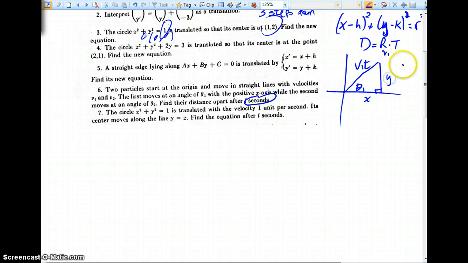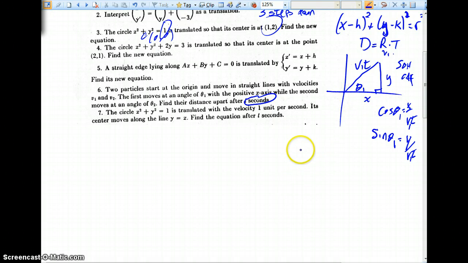With trig, if I find x and y via SOHCAHTOA, it wouldn't be too much of a stretch. Let's just realize that the cosine of theta 1 would be x over v1t, and the sine of theta 1 is equal to y all over v1t. Well, what are we really seeing here? We're seeing this much, that x would equal cosine of theta 1 times v1t. So let's put v1t in front. And this we're going to be able to do for our other particle as well. But look at this, very fast. We have the distance that's traveled for x and for y.